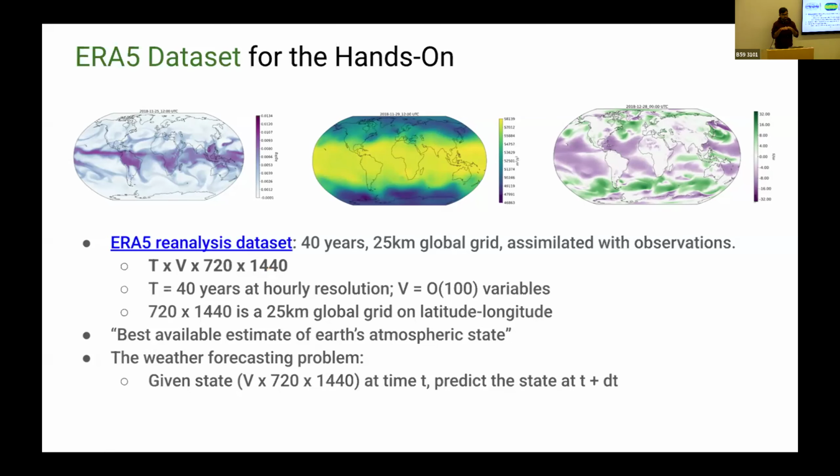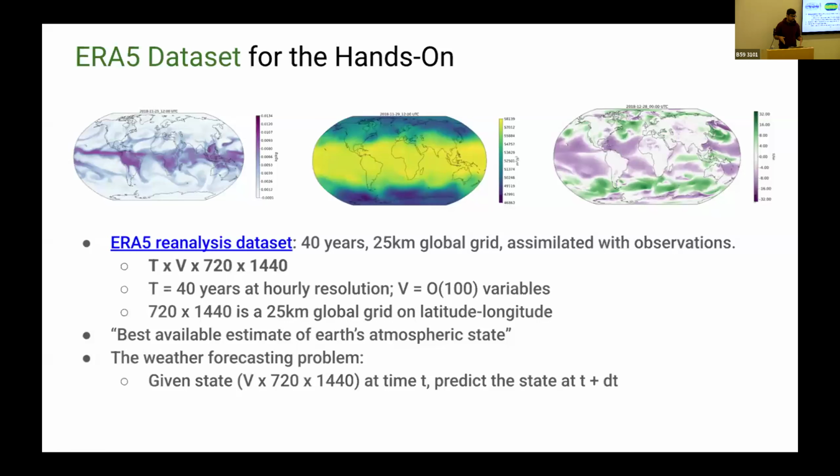Even though atmospheric physics happens on a sphere, it's usually projected onto a lat-long grid that's essentially a rectangular grid. These are some snapshots of some weather variables, like water vapor, geopotential height, and wind velocities over the entire Earth. V is typically all the hundreds of variables that you are forecasting. And ERA5 is often thought to be the best available estimate of the Earth's atmospheric state over the past many decades. So what is the weather forecasting problem formulation?